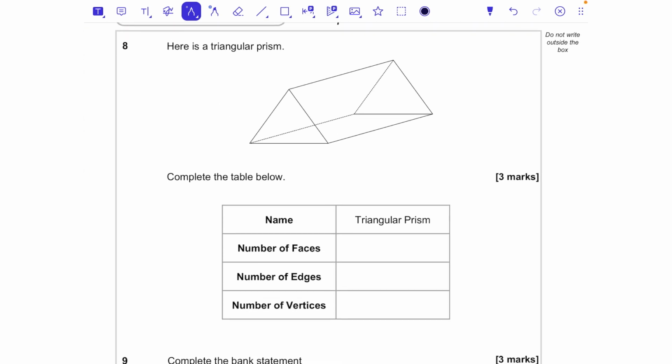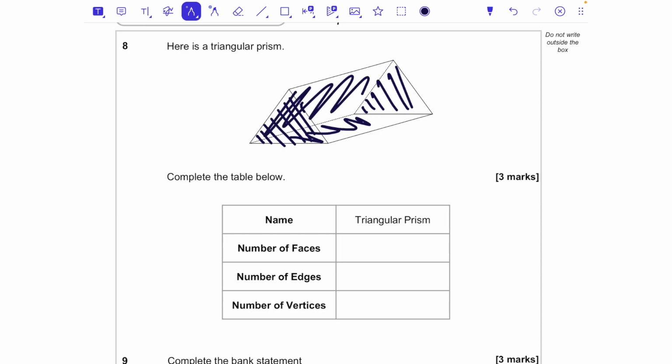Question number 8, here is a triangular prism. Complete the table below. So we've got a triangular prism and we want to have the number of faces, which are the flat surfaces. So I've got a triangle on the front, a triangle on the back, I've got a rectangle on the floor, a rectangle on that side, and a rectangle on this side. So that is 5 faces all together.